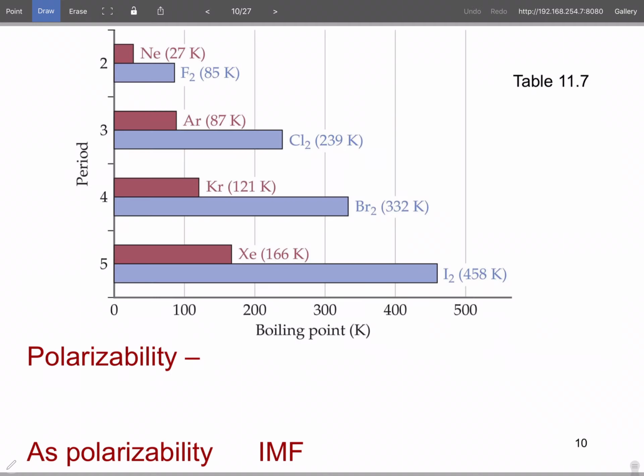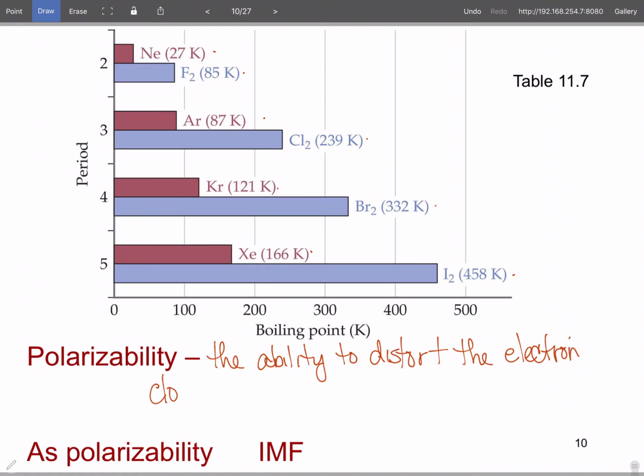So if you look here, we've got neon and fluorine. They're in the same row. Argon and chlorine, krypton and bromine, xenon and iodine. So the question becomes, why is there such a huge discrepancy? Because of polarizability, which is the ability to distort an electron cloud. So if you can distort the electron cloud more easily, then you induce a dipole.